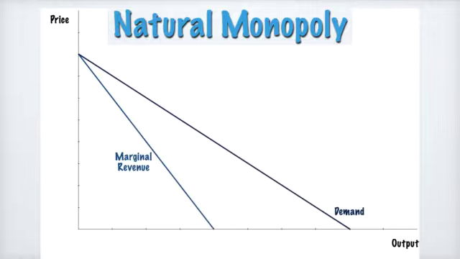So for a natural monopoly, we're going to have a downward sloping demand curve, and the marginal revenue curve is going to be inside of the demand curve. If you're unfamiliar with this particular concept, you can go to my YouTube channel. I have a particular lecture that's for my introductory courses that explains why if you have a downward sloping demand curve, your marginal revenue curve is inside of the demand curve.